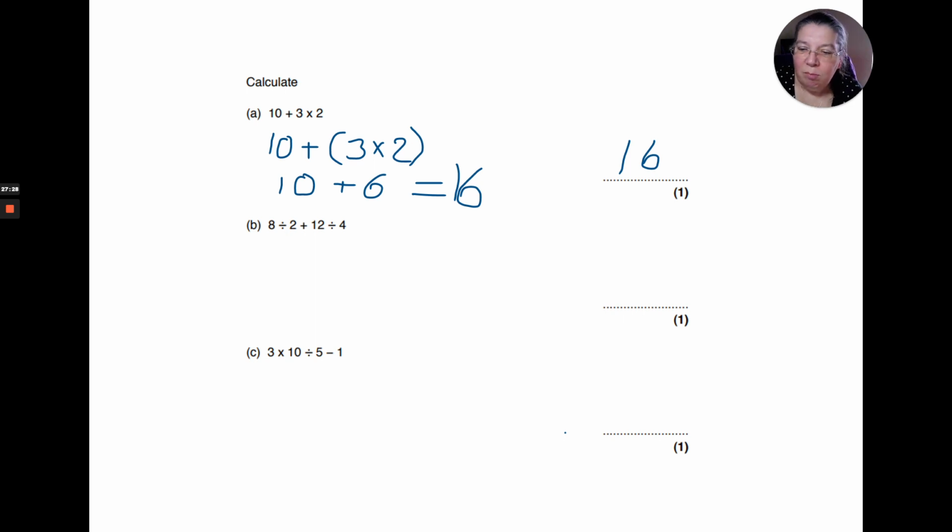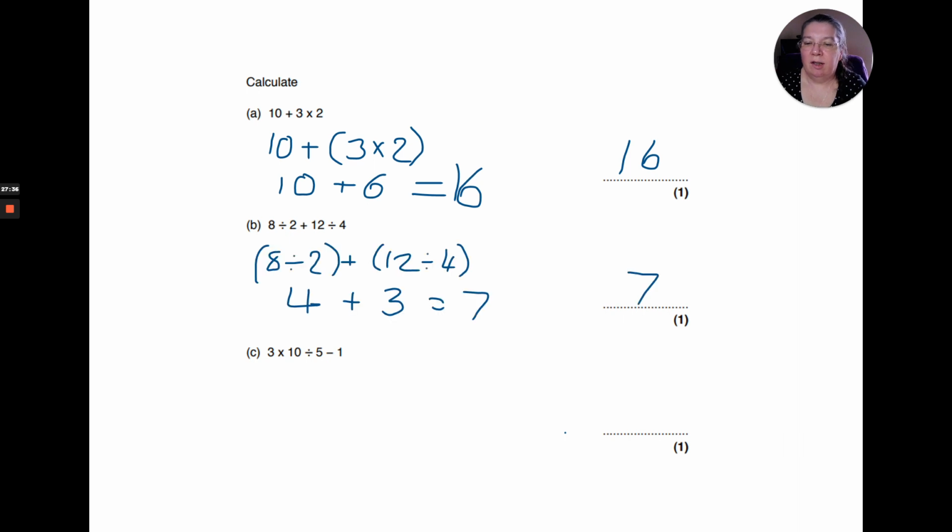Question B, 8 divided by 2 plus 12 divided by 4. So we've got 2 lots of division there, which we need to do first. So I've put brackets around those 2 lots of division. Let's work those out. 8 divided by 2 is 4. 12 divided by 4 is 3. Now we can add those together. 4 plus 3 is 7. Well done if you got that one right.